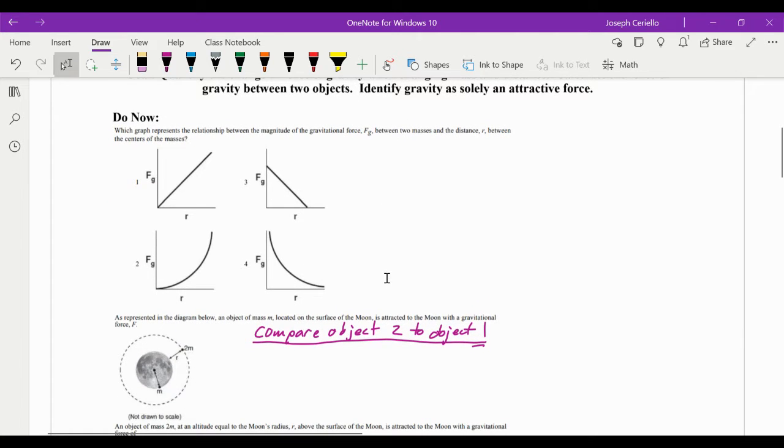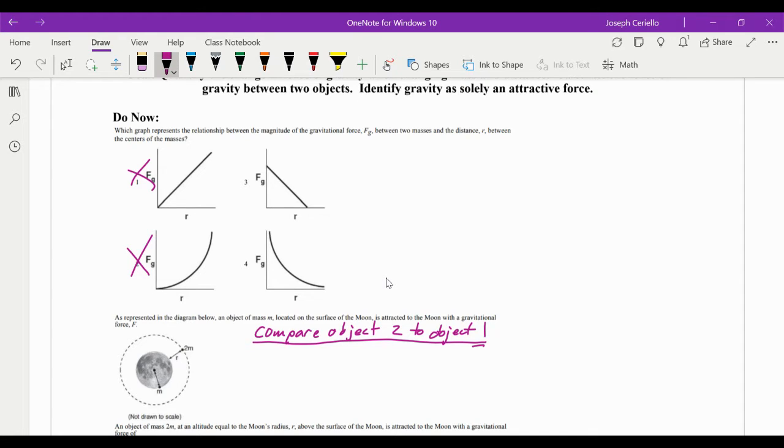So this question here is really similar to what we spoke about last class. We have force of gravity on the y-axis, distance on the x. So we know that as distance gets bigger, force of gravity has to get smaller. So we should be able to eliminate choices 1 and 2 immediately without thinking about it. Now we have a choice of these two here.